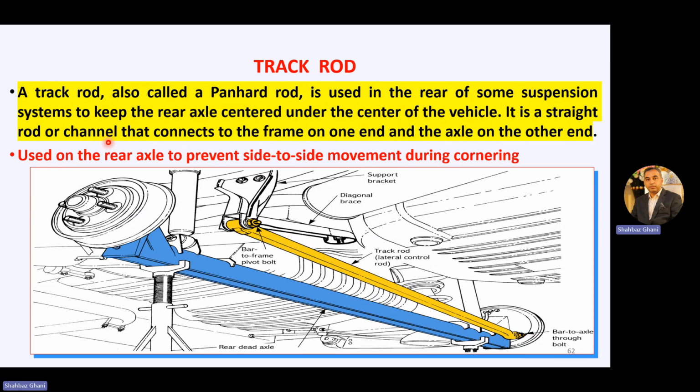It is a straight rod or a channel that connects to the frame on one end and the axle on the other end. So let's see, this is your frame. There is a bar to the axle here, and a bar to the frame here, bolted. So one end is to the frame, and one end is to the rear axle, or dead axle, or the rear wheel axle. So this is how the components of the suspension systems work in a vehicle.